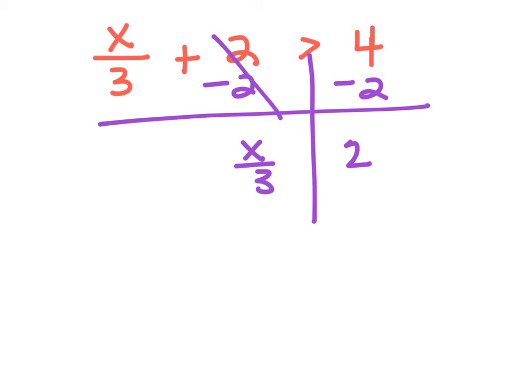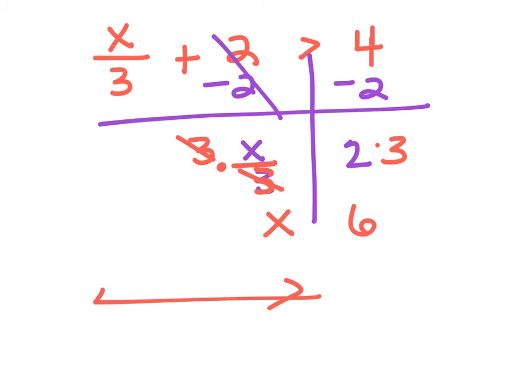So my last step is you need to do the opposite of dividing by 3. So I'm going to multiply by 3 on both sides. Okay, now if I multiply and then divide by 3, that just gives me 1, so I get x and I get 6. Now I could do my graph, write my inequality, but I just wanted to quickly show you that.